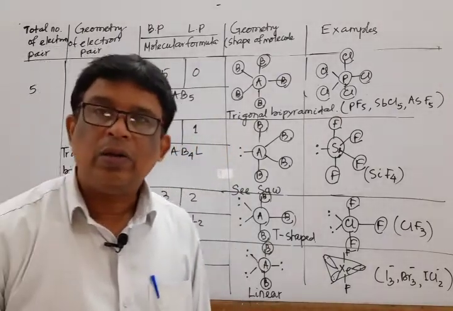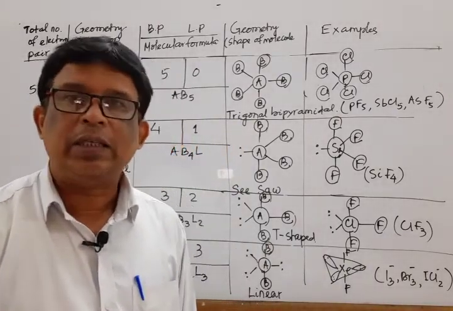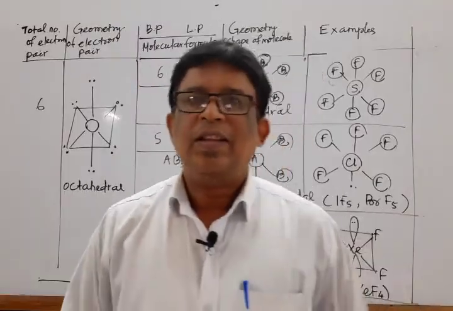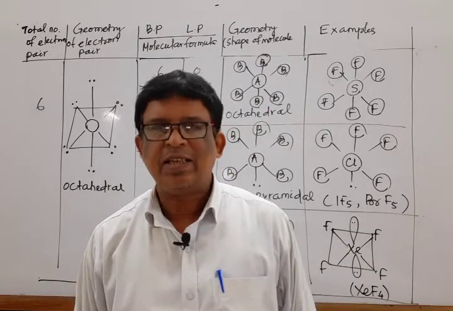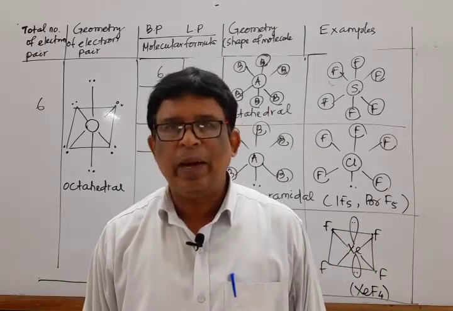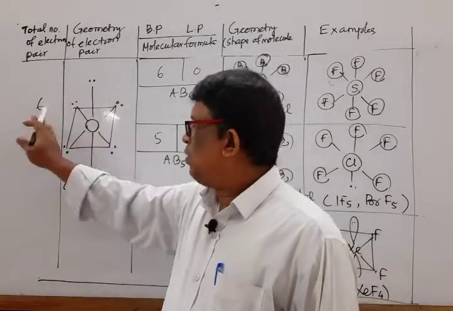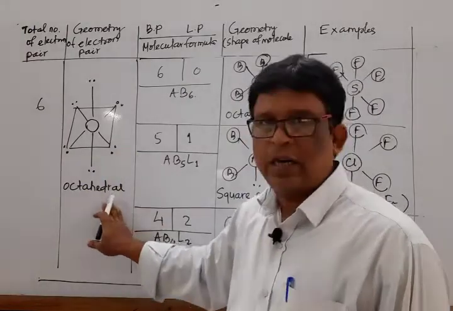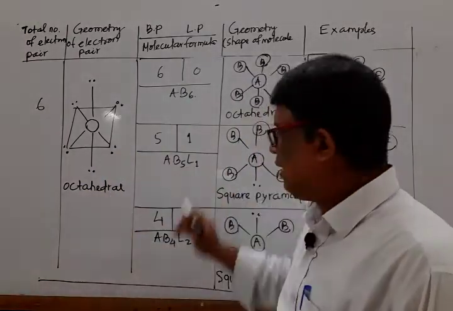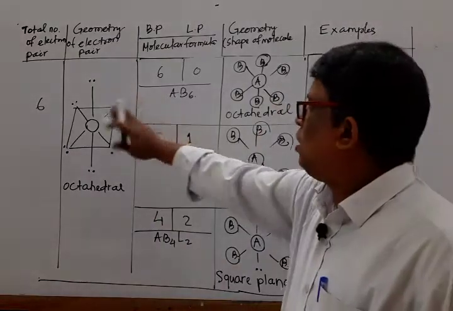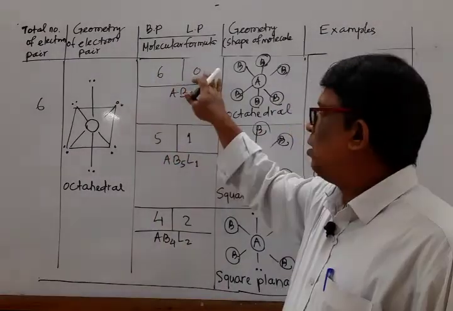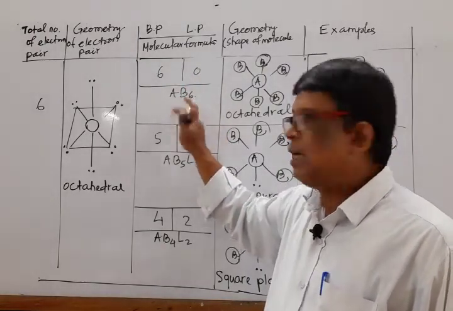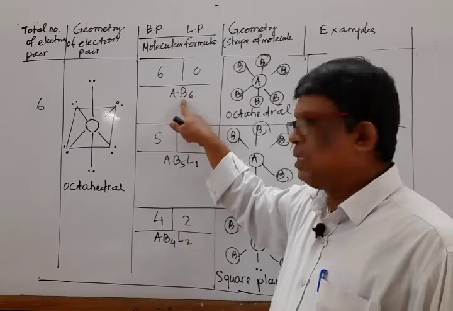That is about the total number of electron pairs being 5. Next, move to the case where the total number of electron pairs is 6. Mark that. If the total number of electron pairs is 6, then the normal geometry is octahedral, and there are 3 cases. Case 1, all the 6 electron pairs are bond pairs while lone pair is 0. Then it is represented by AB6. A stands for central atom, B6 is 6 bond pairs.